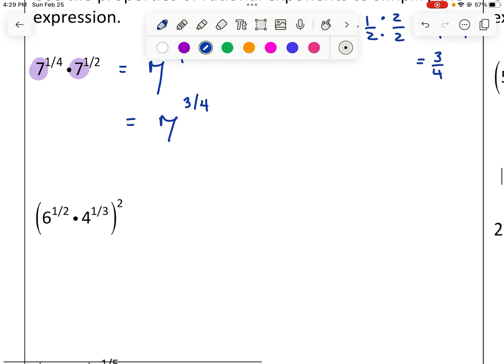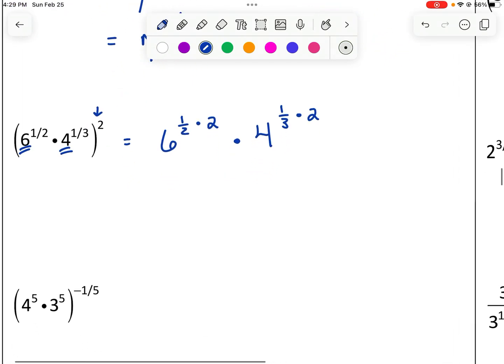So with this one, we have 6 and 4, so those are different bases, so we cannot combine them, and they're both being raised to the second power. So that's going to become 6 to the 1/2 times 2 times 4 to the 1/3 times 2. If you want to do the multiplication off to the side, that is fine. 1/2 times 2 is 1, so I have 6 to the first power times 4. 1/3 times 2 is 2/3.